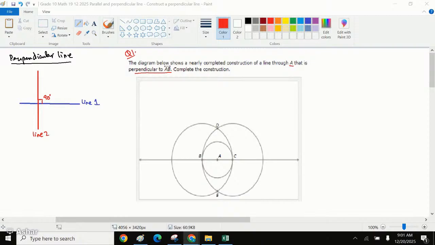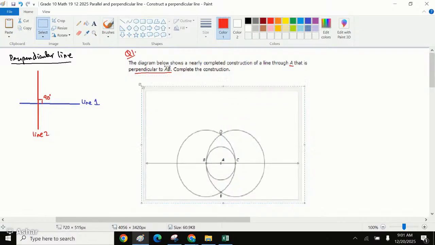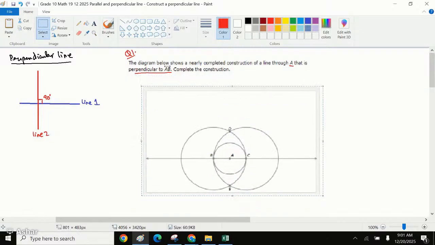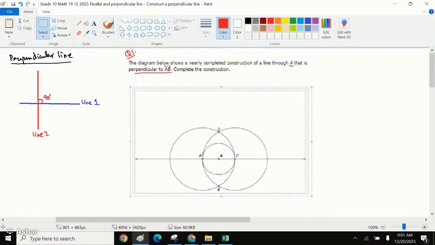So what we need to do is draw a line that is passing through A, and it is perpendicular to the line AB. So let me highlight the required lines over here. Okay, let's see what our requirements are. Let's make it look like a circle. Yes, this looks more like a circle over here. Let's label this over here. It is through A.